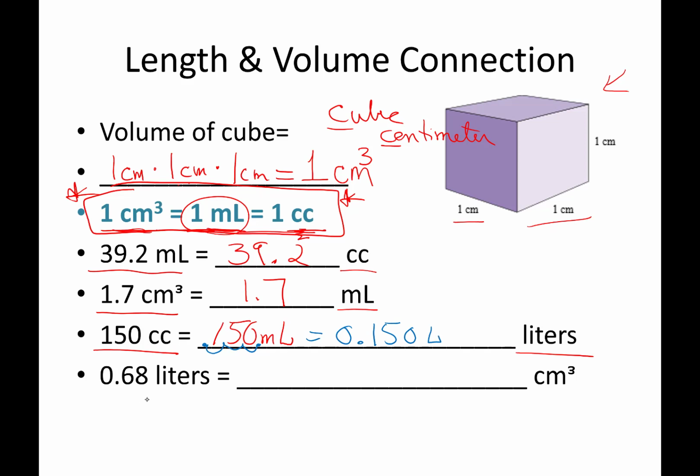Now, can you go the opposite direction? If you think you got it, hit pause, try this, and then we'll go through it together. All right, 0.68 liters is how many cubic centimeters? So we've got to go liters to milliliters and then back to cubic centimeters. So liters to milliliters, I'm going to go 1, 2, 3. So 680 milliliters. A milliliter is a cubic centimeter. So 680 cubic centimeters. Not bad at all, is it?